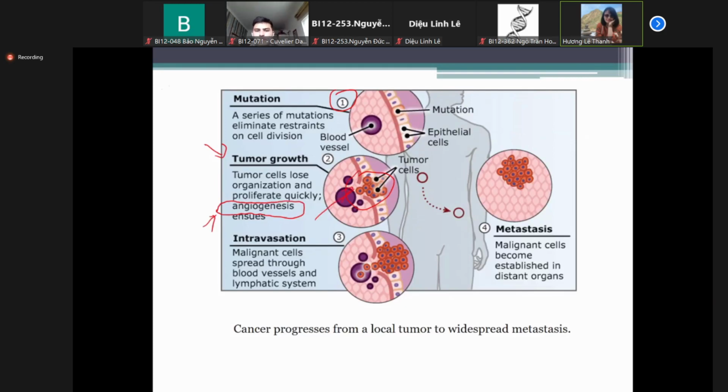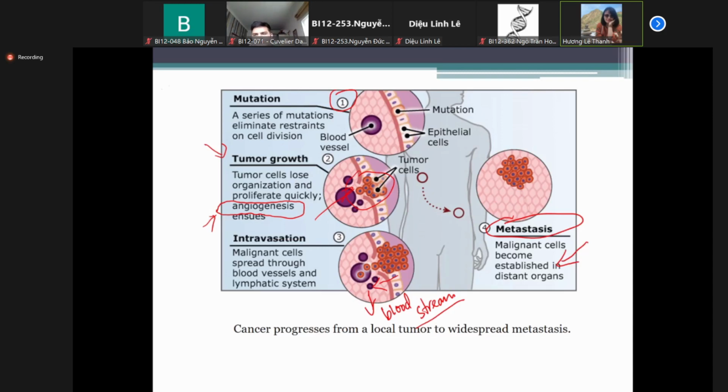Angiogenesis, yes. The next step is intravasation, the first step where the cancer cells need to break through the blood vessels to go into the bloodstream. If they are malignant cells, they can go into blood vessels and the lymphatic system. They travel through the bloodstream all around the body. And metastasis is when they stay somewhere and establish themselves in distant organs.